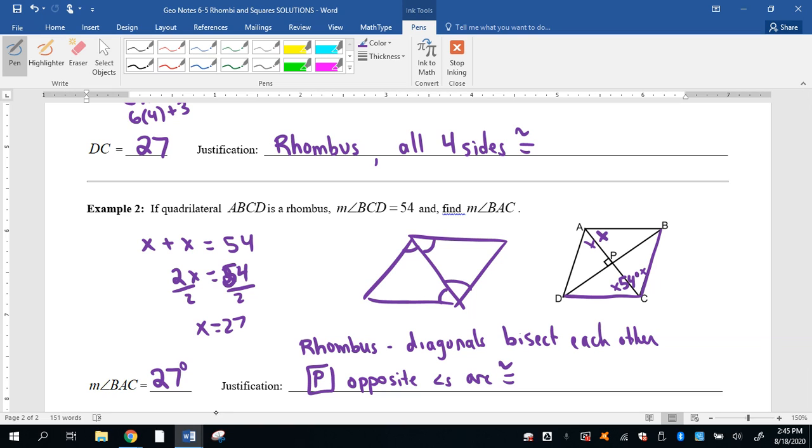Hope you enjoyed that problem. Last thing is a square. A square is a rhombus and a rectangle, so it has all the properties of a rectangle and a rhombus. There is no additional property for a square.